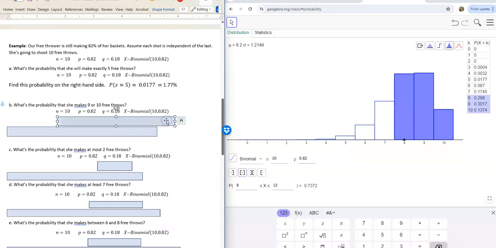The second one: what's the probability that she makes 9 or 10 free throws? Those are just two probabilities added together. So we would find out the probability of 9 and the probability of 10.